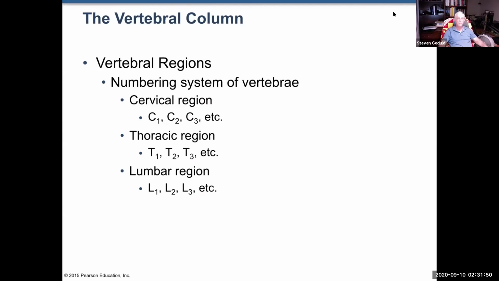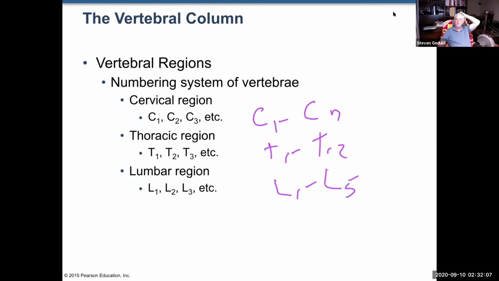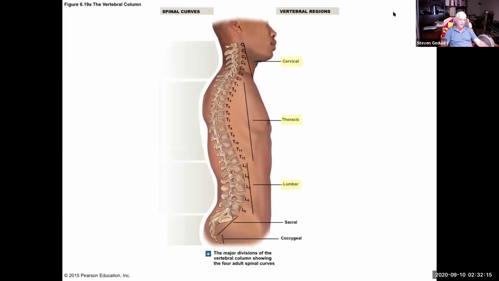Okay, we talked about the different regions. The cervical region is C1 through C7. Thoracic region is T1 through T12. Lumbar region is L1 through L5. Then you've got the sacral region and the coccyx. Sacral region is 5 fused vertebrae. Coccyx is anywhere from 3 to 5 fused vertebrae. So those are your columns.